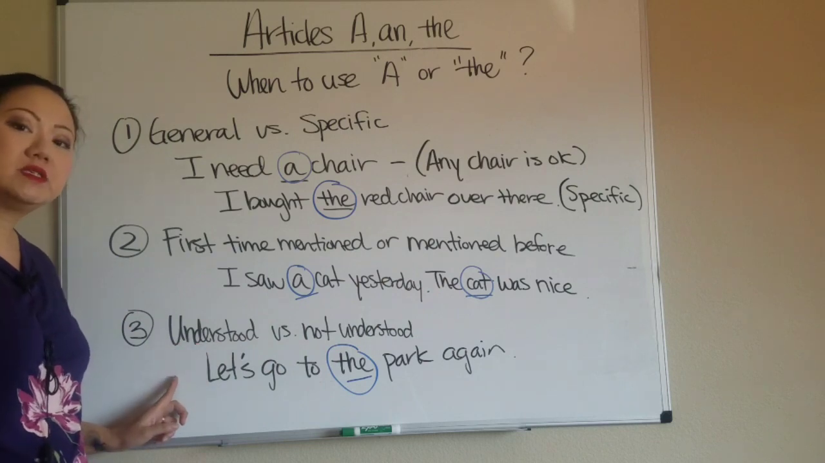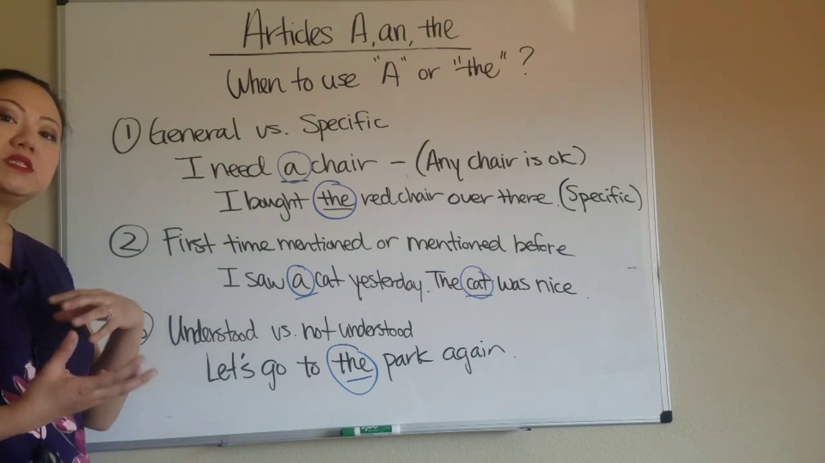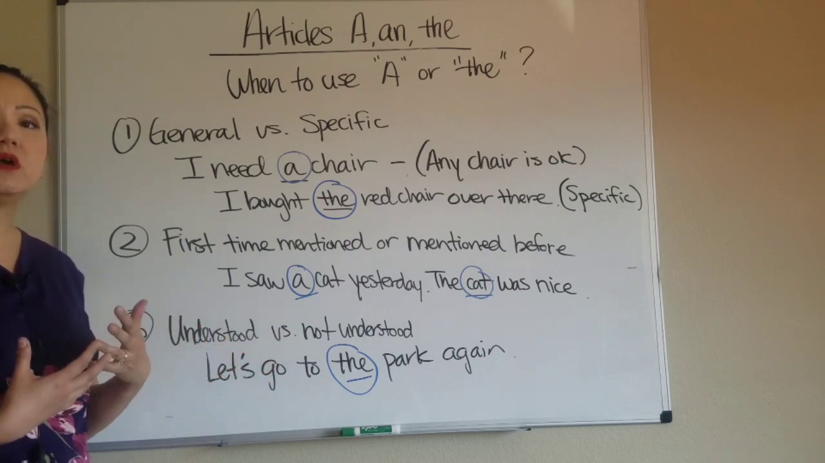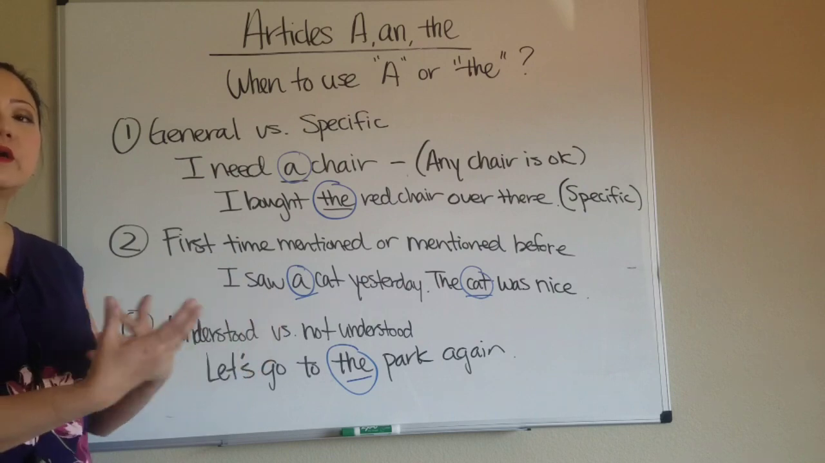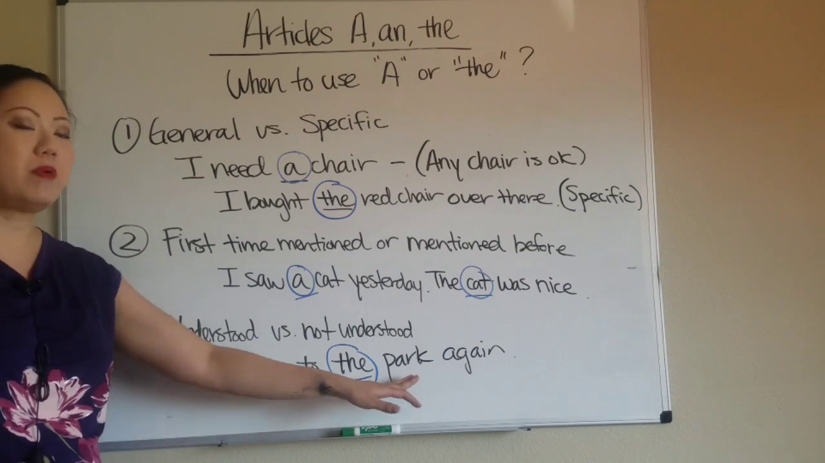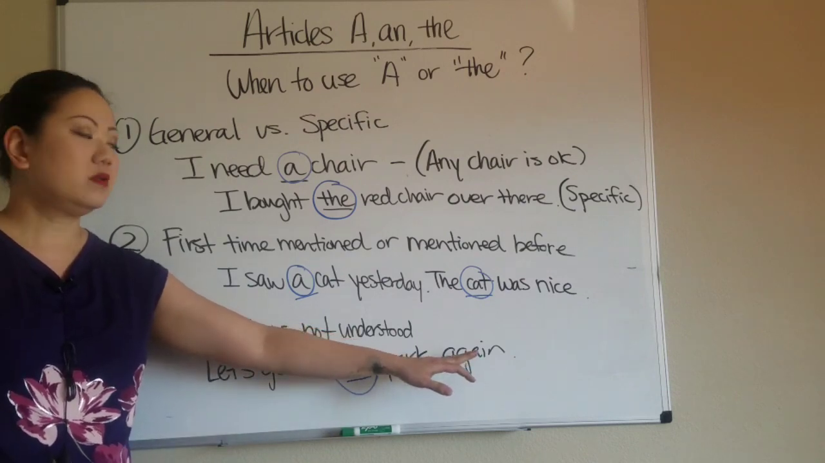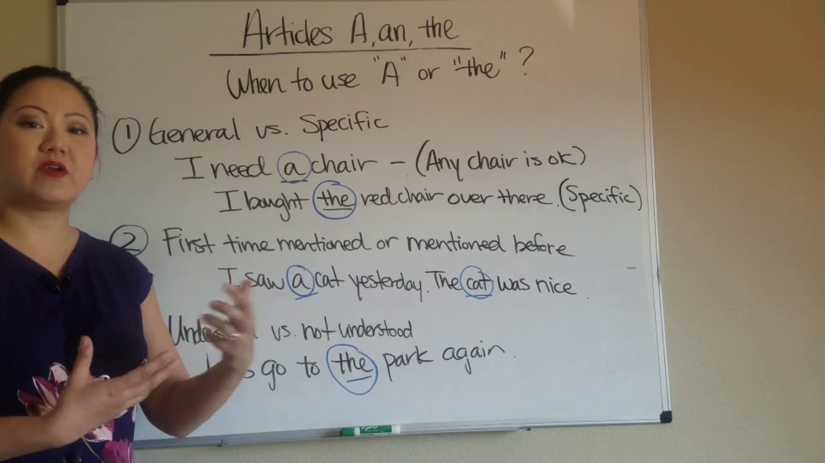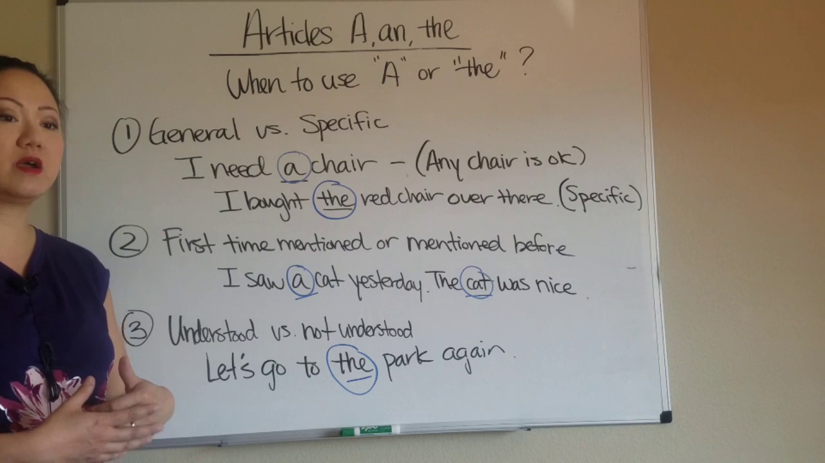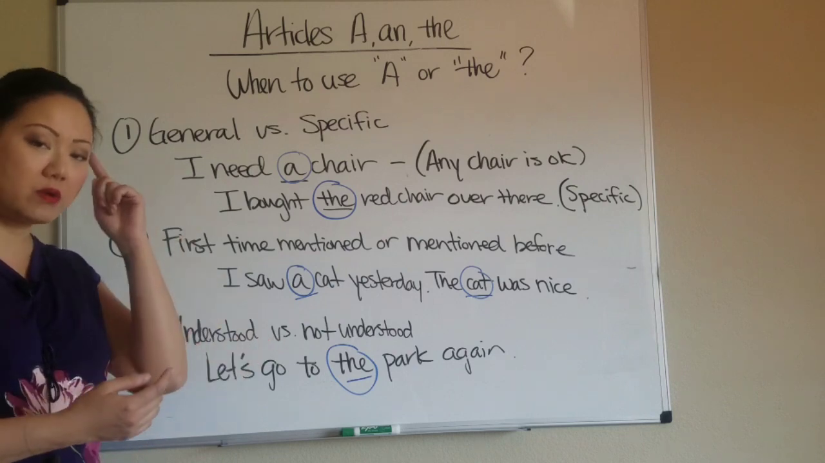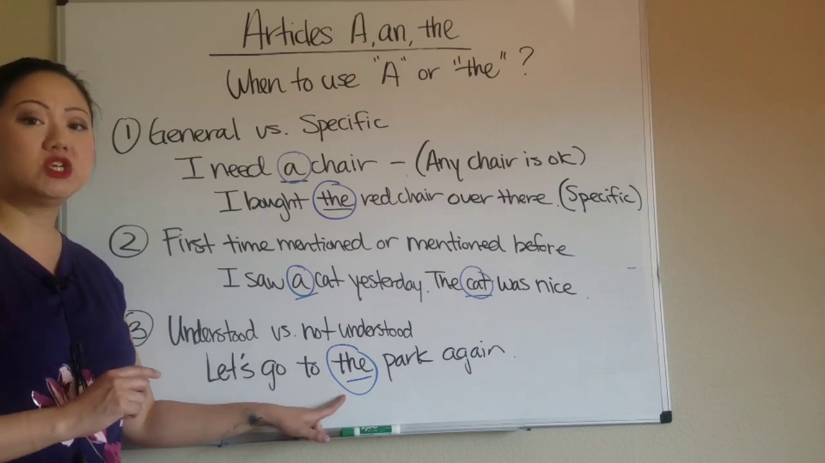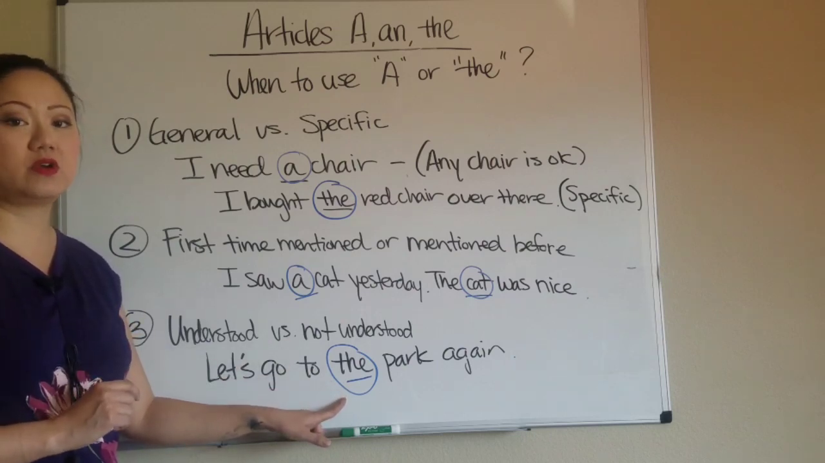Third situation you need to consider is when between the listener speaker or the reader writer, is this item understood? Do we understand each other what we're talking about already? So for example, if I tell my friend, let's go to the park again. Well, the fact that it's again, that means me and my friend already have been to this park before. So me and my friend know exactly in our minds which park we're talking about. Therefore, even though it's the first time mentioned, you can go ahead and use the specific article, the.